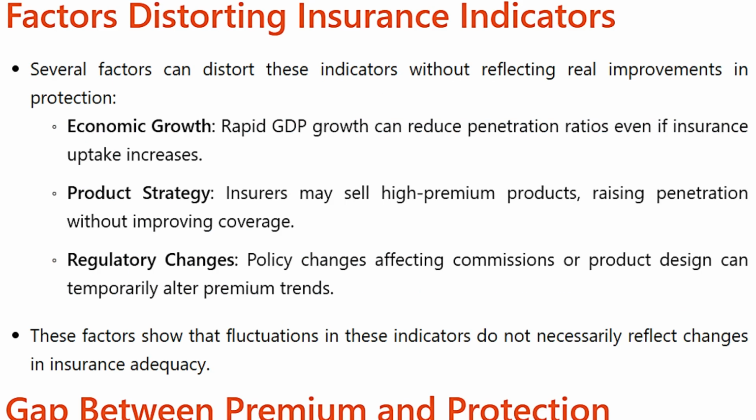Factors distorting insurance indicators. Several factors distort these indicators without reflecting real improvements in protection. Economic growth: rapid GDP growth can reduce penetration ratios even if insurance uptake increases. Product strategy: insurers may sell high premium products, raising penetration without improving coverage. Regulatory changes: policy changes affecting commissions or product design can temporarily alter premium trends. These factors show the fluctuation in these indicators does not necessarily reflect changes in insurance adequacy.